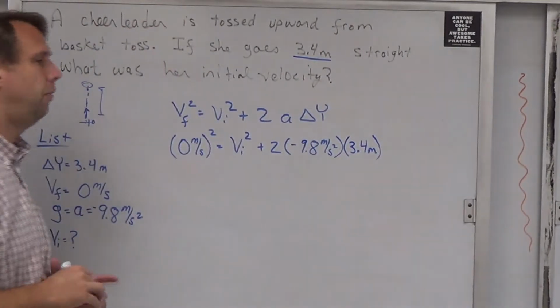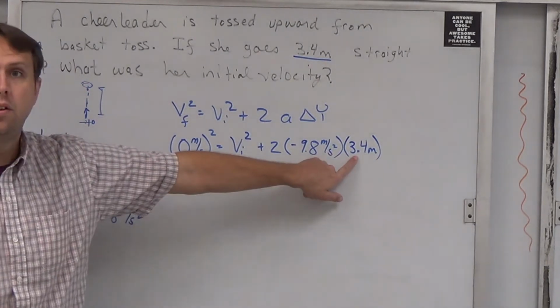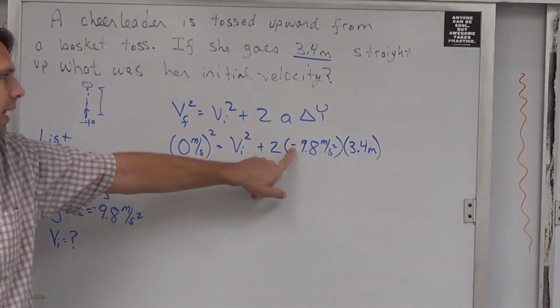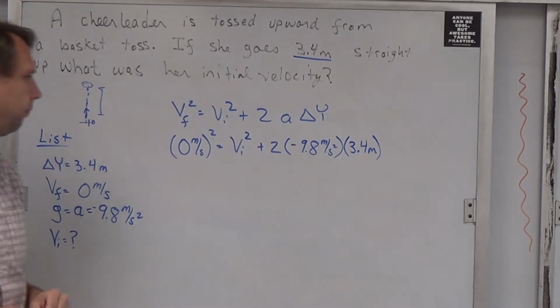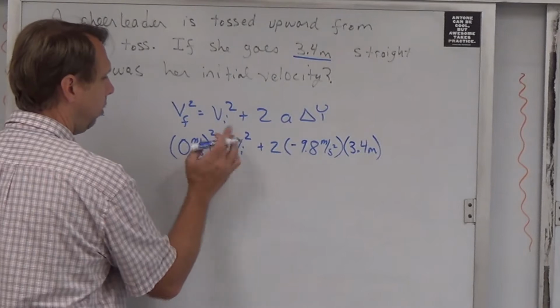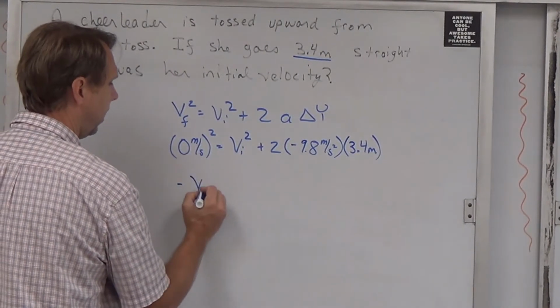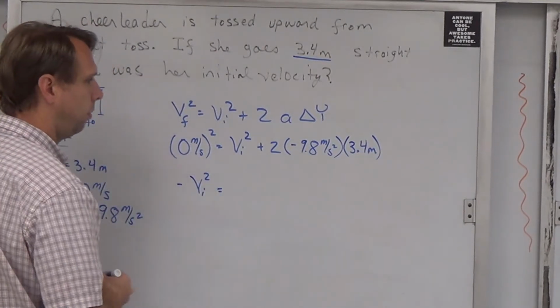It is important to note that while the person is going up, they have a positive velocity, their displacement is positive, but gravity is still pulling them down, so that's in the negative direction. Upward being the positive direction, down being the negative direction. We can do a little bit of rearranging here. 0 squared is 0. I'll move my Vi to the left side of the equation. So I get negative Vi squared equals 2 times negative 9.8 times 3.4.